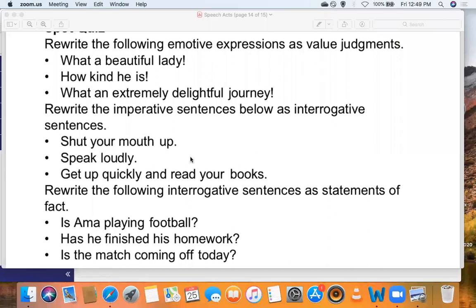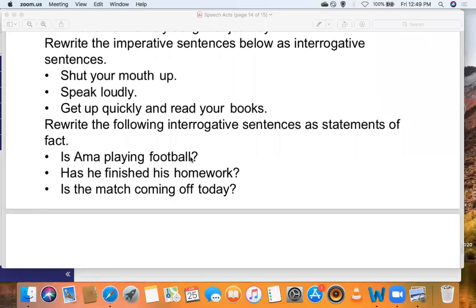And then the third one, "Get up quickly and read your books." "Will you quickly get up and read your book?" "Will you get up quickly and read your books?" Yeah, that's fine. "Can you get up quickly and read your book?" All right, so those are fine details. Now let's go to the last batch of questions. Rewrite the following interrogative sentences as statements of fact. So convert from interrogative to factual.